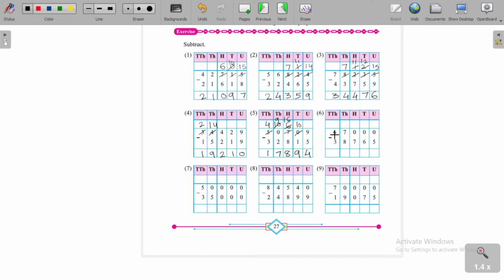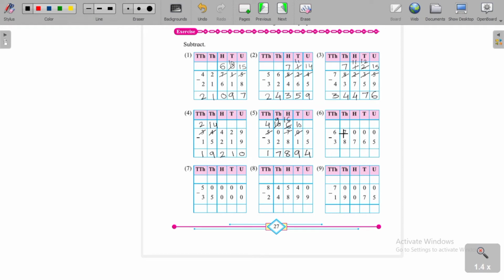Next, 67,000 minus 38,765. 0 minus 5. We cannot subtract 5 from 0. The next place, tens place has 0, hundreds place has 0. So we are going to move to the thousands place. So we are going to borrow 1000 to hundreds place first.